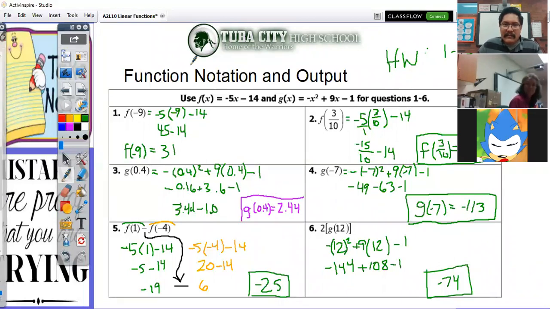So again, just problems 1 through 13 on relations and functions. That's the first part of the packet. And I think that's going to be it for today.